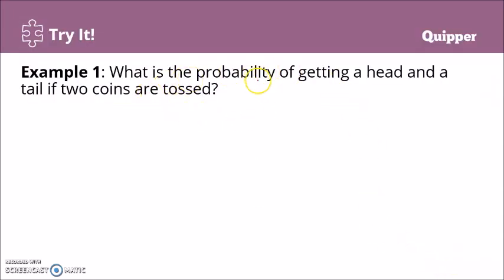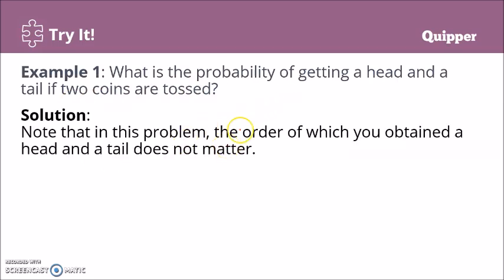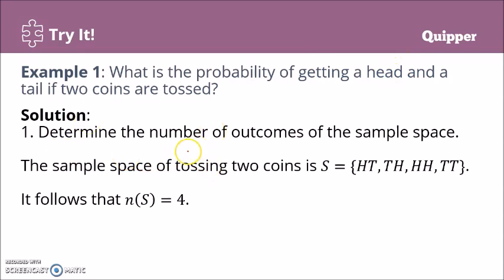Let's try this. What is the probability of getting a head and a tail if 2 coins are tossed? Take note that in this problem, the order in which you obtain a head and a tail does not matter. The order does not matter, so we are talking about the combination of the outcomes.